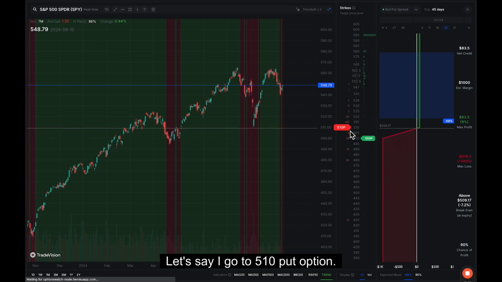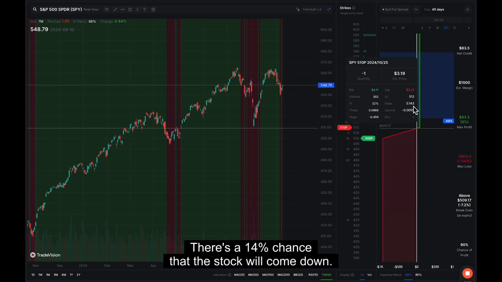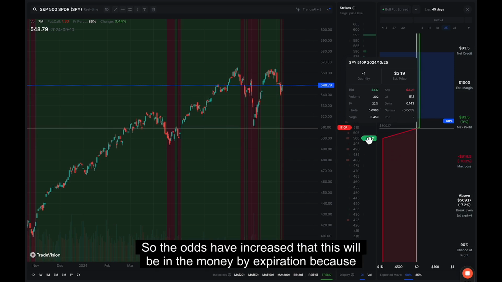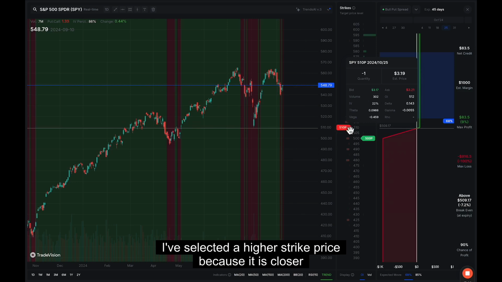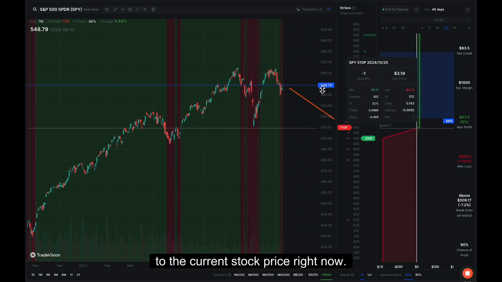Let's say I go to a 510 put option. I want to sell this one. This one, therefore, has a 14 delta. There's a 14% chance that the stock will come down. So the odds have increased that this will be in the money by expiration because I've selected a higher strike price, because it is closer to the current stock price right now, right?